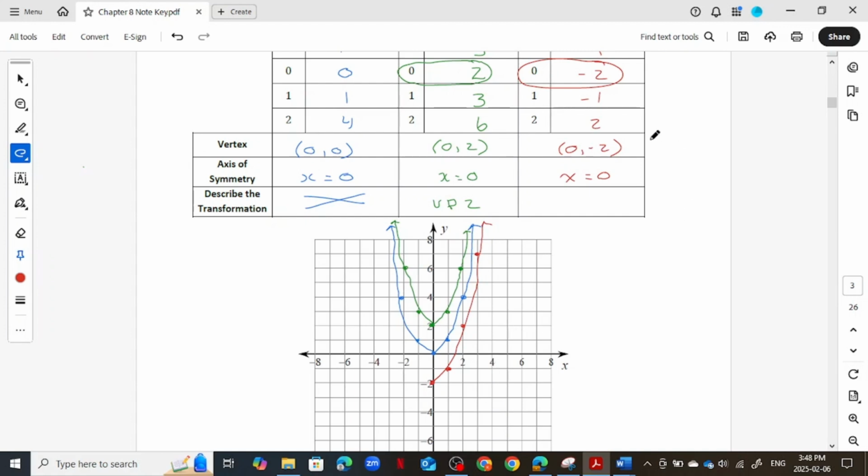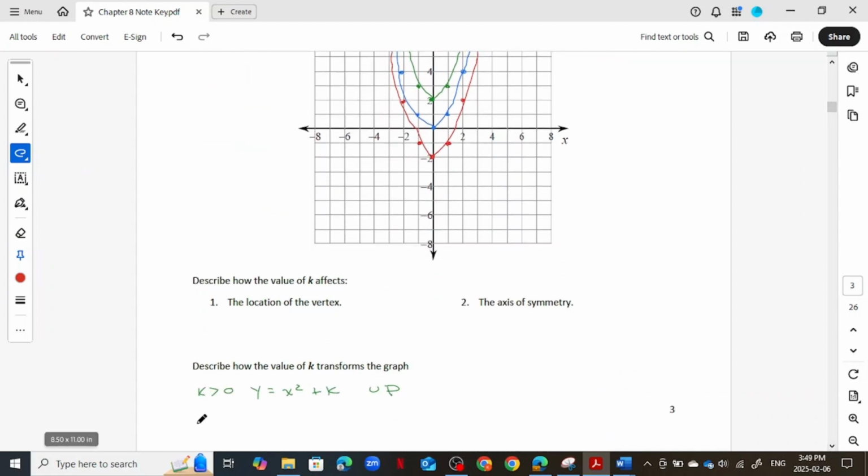And then we know that the other way as well, it went over 1 and up 1 to negative 1, over 2 and up 4 to 2. And then if I was to go over 3, it would go up 9. And again, it's that symmetry across the axis of symmetry as well. So to describe this, the red graph has gone down 2. So we can put that down here. When the k value is less than 0, you get something like y equals x squared minus some number, and the graph will go down.